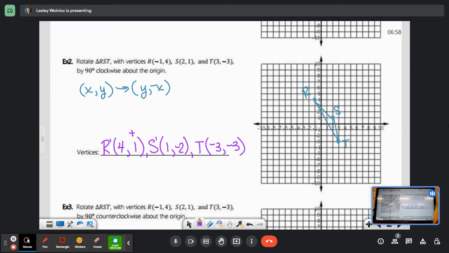Okay, here we go. Let's plot them. Okay, so R prime 4, 1. Right there. Okay, S prime, 1, negative 2. Okay, T prime. T prime should be at negative 3, negative 3. That's here.